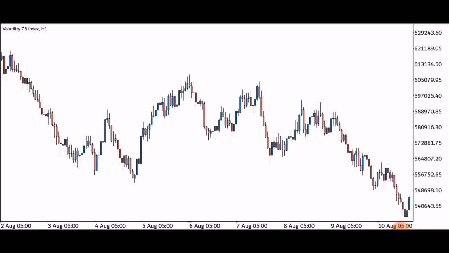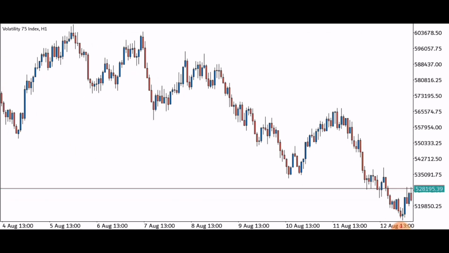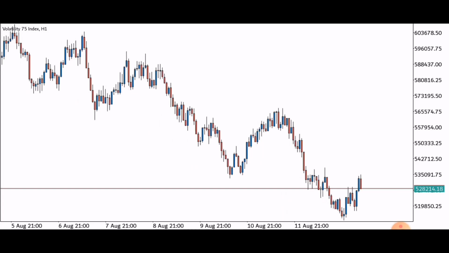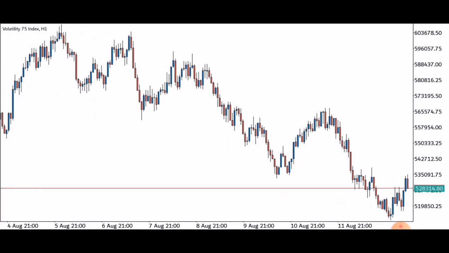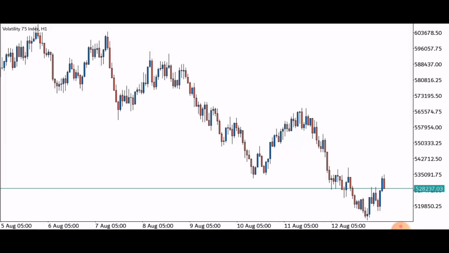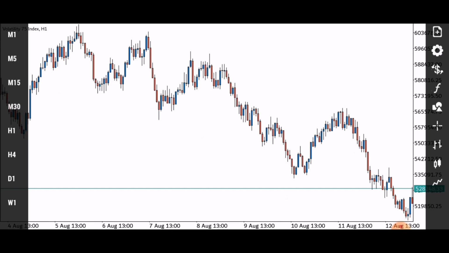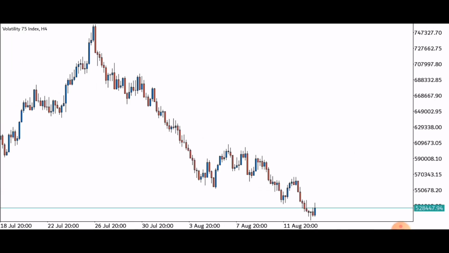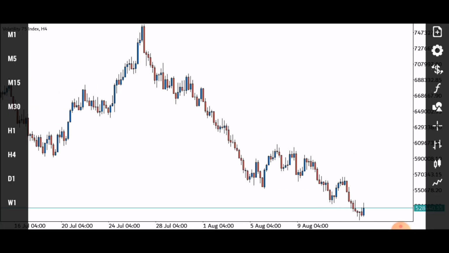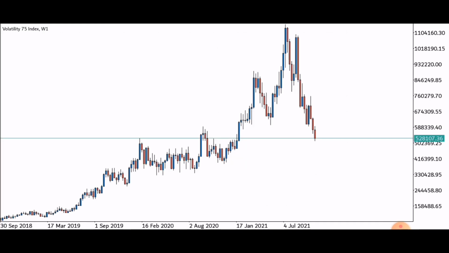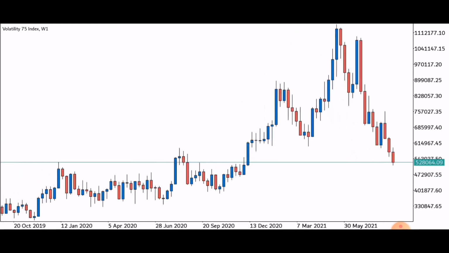Before I place my entries on Volatility 75, I mark out the psychological levels on the charts. That is the levels of support and resistance, as well as the zones of supply and demand. And to achieve this, I look at the market on the larger time frame. You can call that the macro time frame. That is the 4-hour time frame, the daily time frame, and also the weekly time frame. So let's see how we can spot every one of these psychological levels.